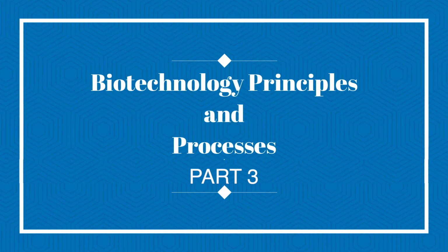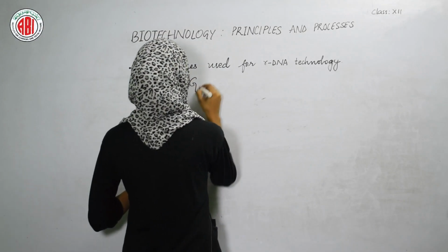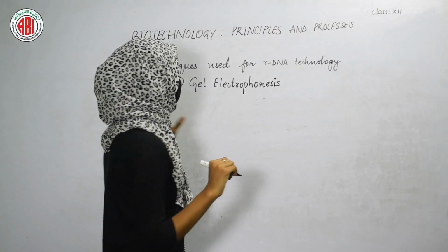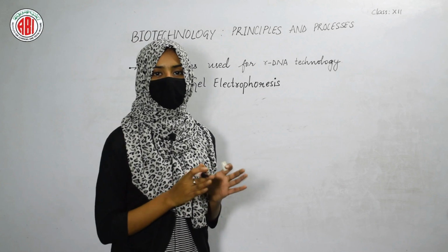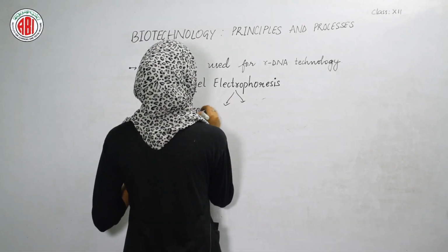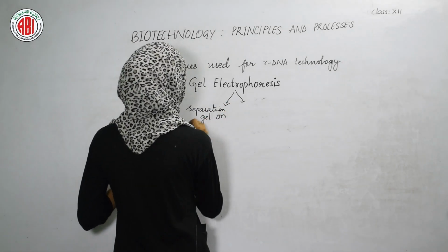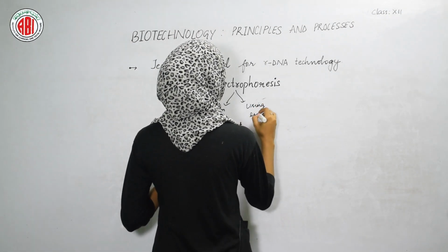In today's class, I'm going to explain to you about the techniques that are used for DNA technology. So here, the first technique that we are going to discuss is gel electrophoresis. This is a technique or a process by which the DNA fragments can get separated, and it contains two parts. The first is separation of the DNA fragments by using gel on density gradient, and the other part is about using isoelectric point.